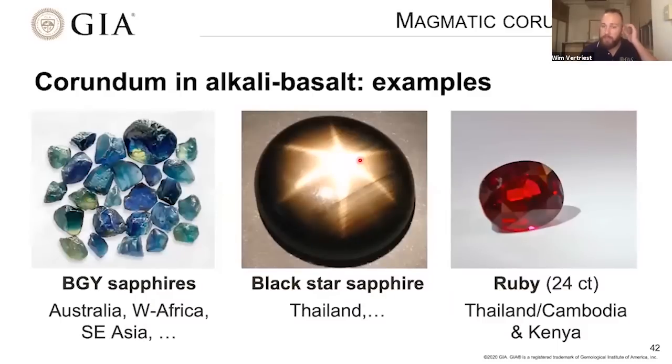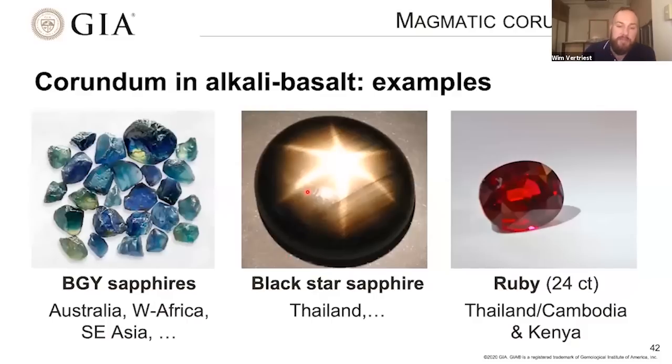These are a few examples of corundum that we find in that alkali basalt. We have what we most commonly call the BJY sapphires, blue, green, yellow, which are very common in, like, I think all of the Australian sapphires. We find them a lot in West Africa, Nigeria, Cameroon, but also Southeast Asia. Thailand has multiple basalt-related deposits. Cambodia, southern Vietnam, China has a few of those as well. But those are randomly dispersed throughout the world. You even find some of those in Europe.